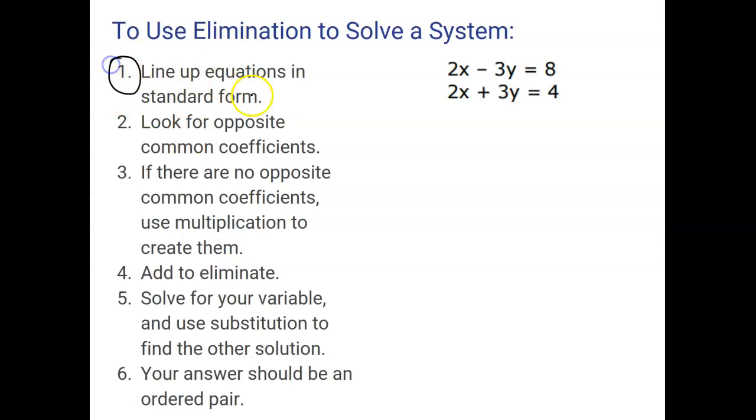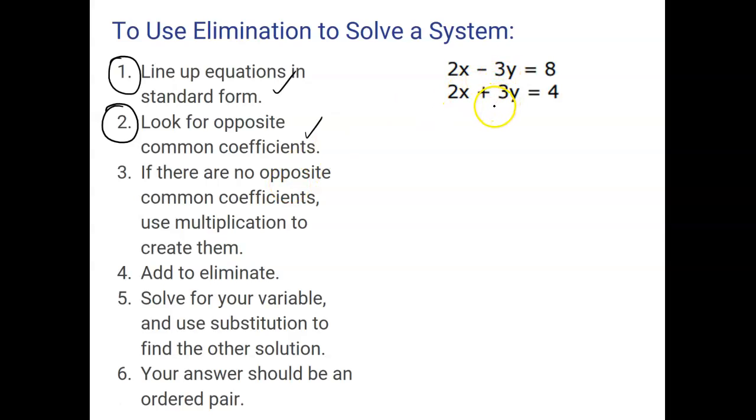Step 1 is to line up our equations in standard form, which these already are. X's are with X's, Y's are with Y's, equals with equals, constants with constants. Number 2, look for opposite common coefficients. Well, 2x and 2x are the same, but they're not opposite. Here I have negative 3y and positive 3y, so step 2 is done for us.